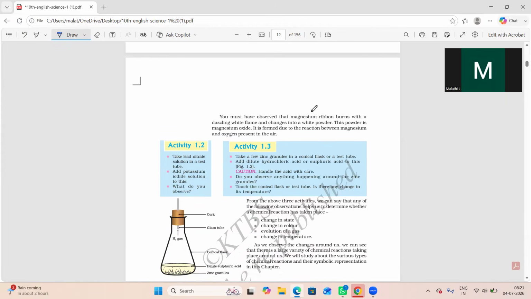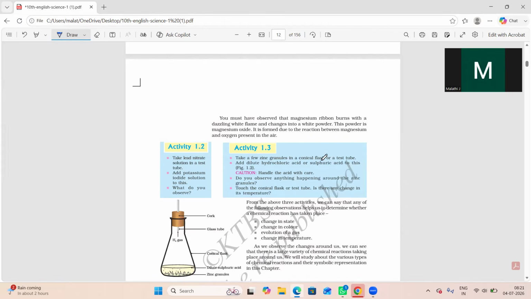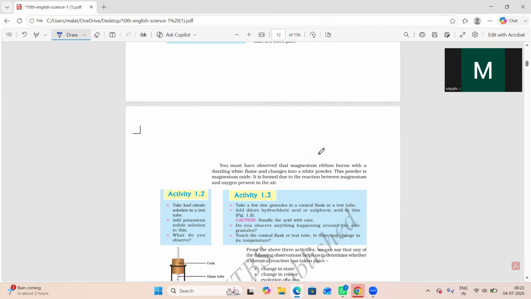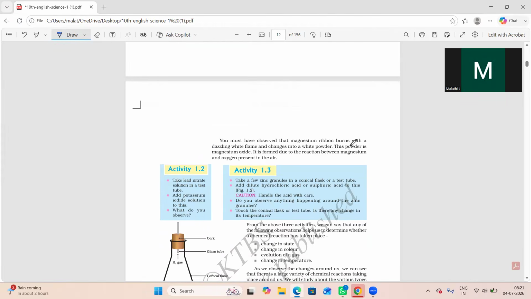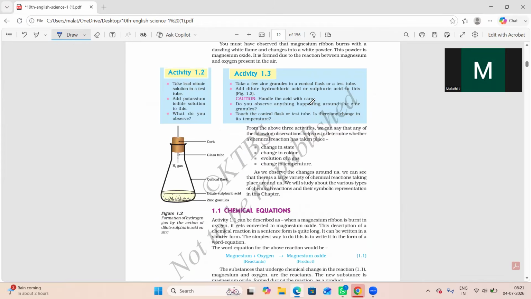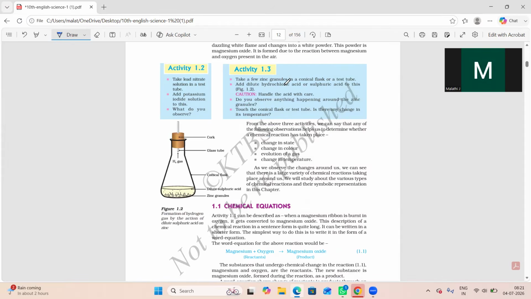See here, the magnesium ribbon burns with a flame. It changes into a white powder. You are observing this picture. It is a white powder you are collecting in the watch glass. That is magnesium oxide. It is formed due to the reaction between magnesium and oxygen in the presence of air. While you are burning this magnesium ribbon, it is exposed to the atmosphere, so it reacts with the oxygen. It forms magnesium oxide.